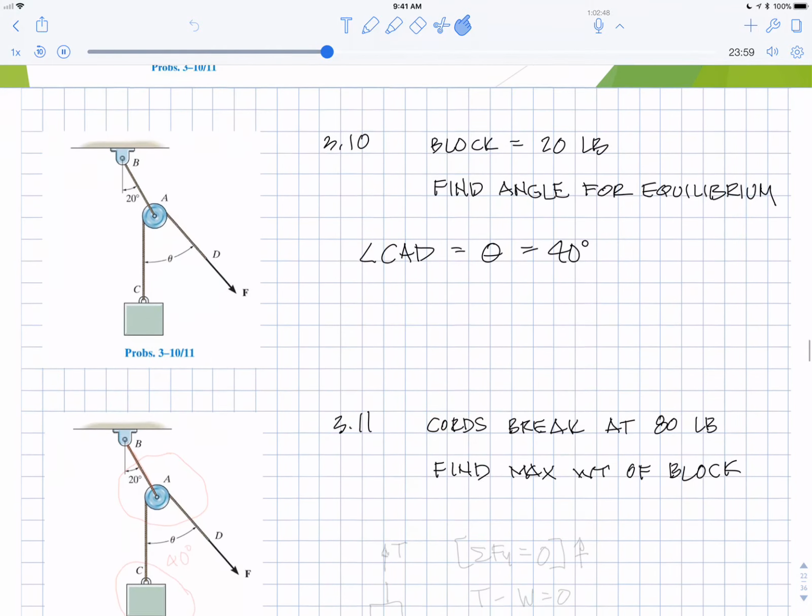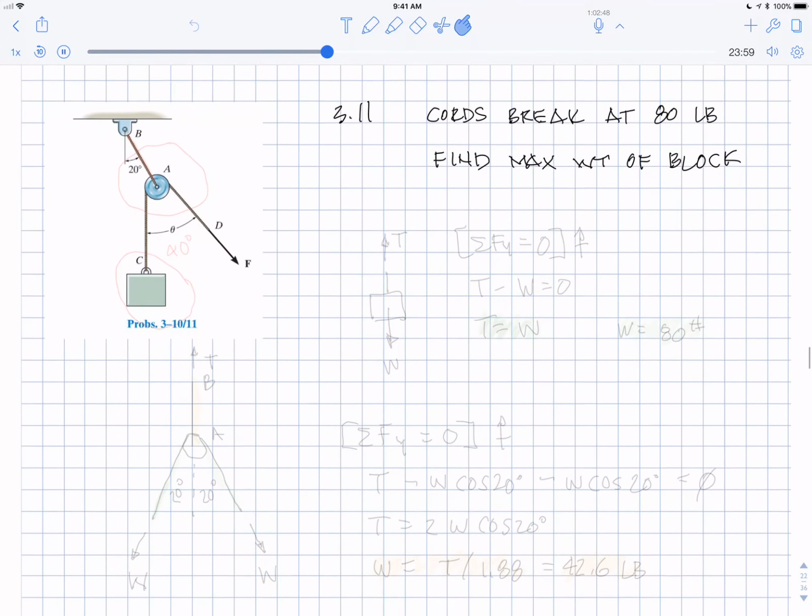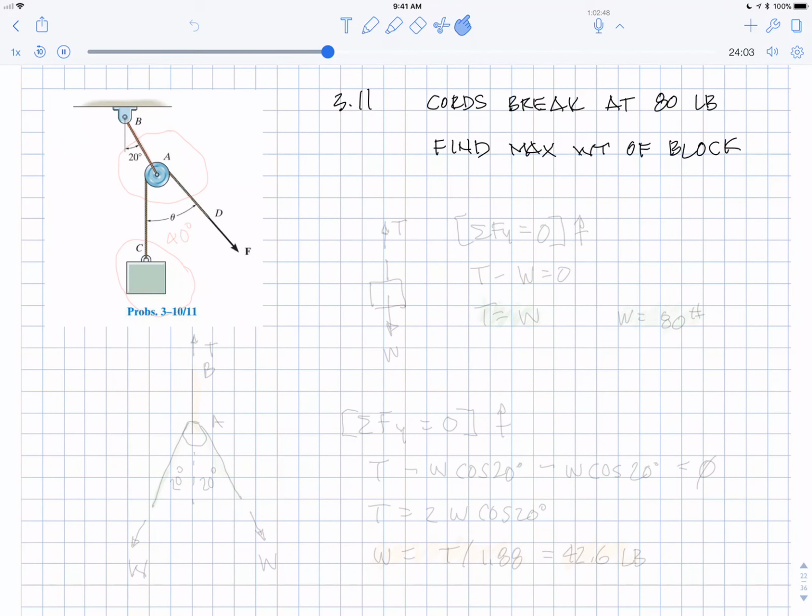Okay, problem 311 is the same configuration, but this time we're given that the ropes will break when they reach 80 pounds, and we want to find out what's the maximum weight that the system can hold. So one of two things can happen. Rope AB could break at 80 pounds, or rope CAD could break at 80 pounds. And what we're going to do is figure out which one happens first and what the weight is when that happens.